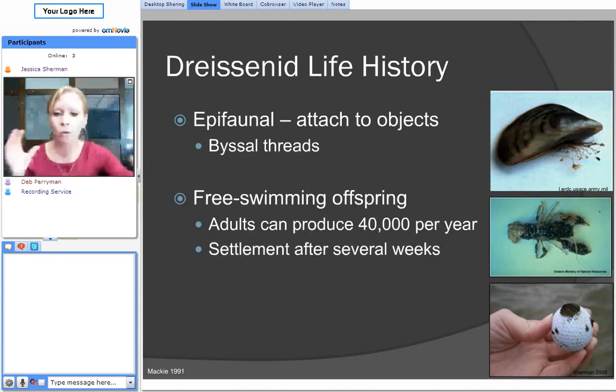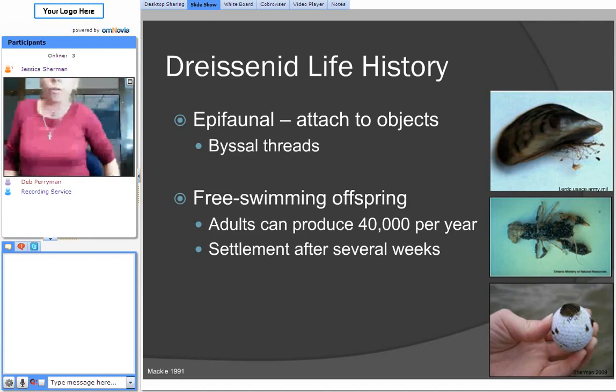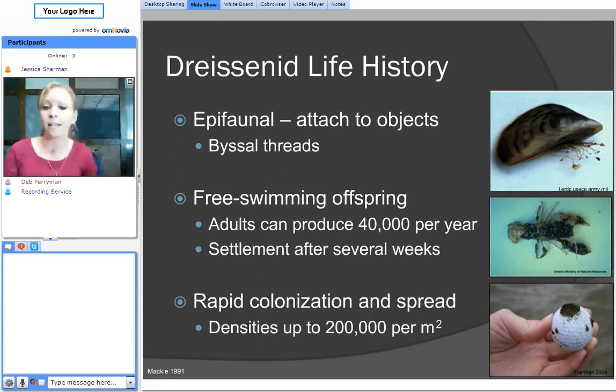And then their offspring, once they've reproduced, are free-swimming, and adults can produce 40,000 offspring each season. And that's a high number of offspring. So they're free floating for a little bit, and then they settle out into the water column. And then they have pretty rapid colonization. Once they settle out, we can see densities up to 200,000 per square meter. So they have really high densities.